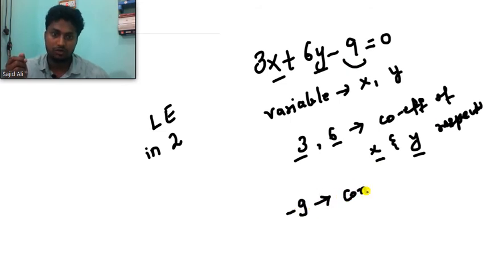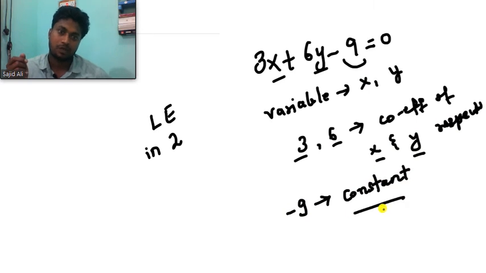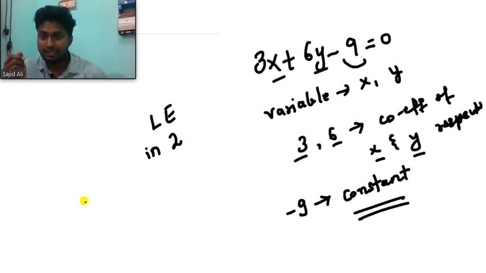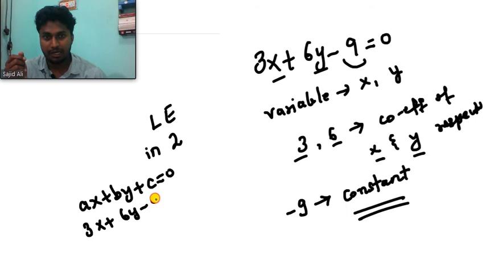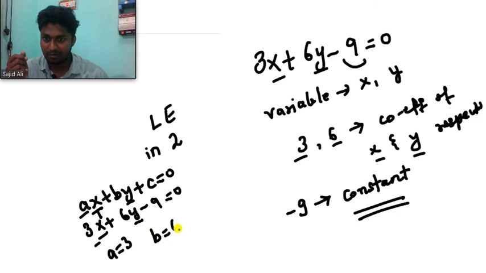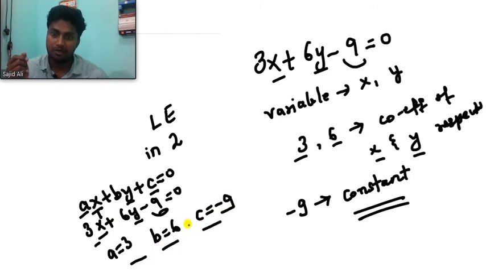It is a constant. Okay, so if I write it in the form of the general form, that is ax plus by plus c is equal to 0, I can say, let me compare with the given question. 3x plus 6y minus 9 is equal to 0. So if you see, the variable is x. What is a? At the place of a we have 3. Here the variable is y, but at the place of b we have 6. And here the constant is c, and at the place of c we have minus 9. So this is how you can identify the coefficients as well as the constant given in the question.